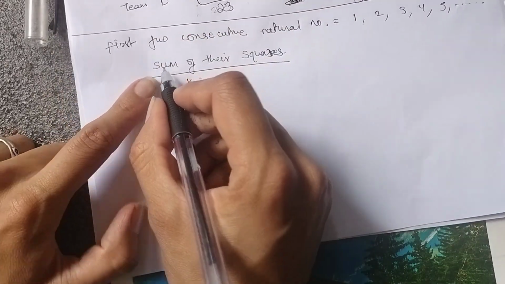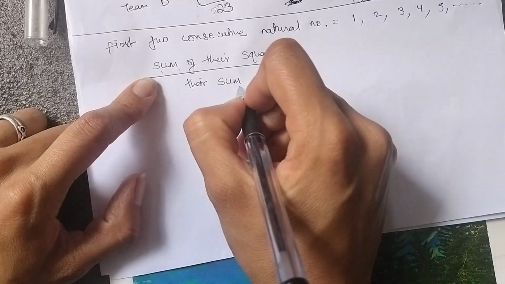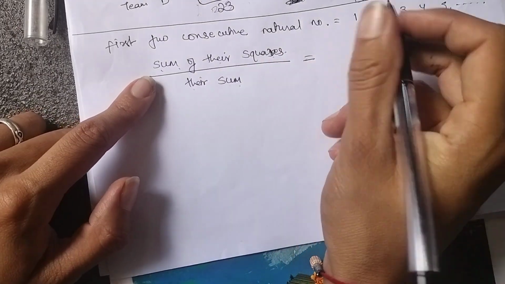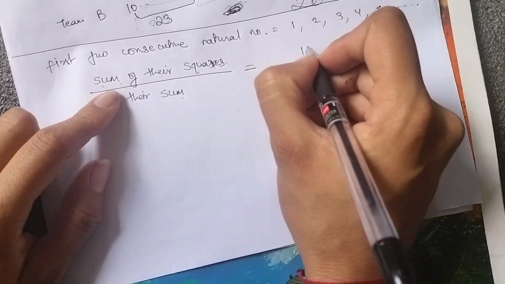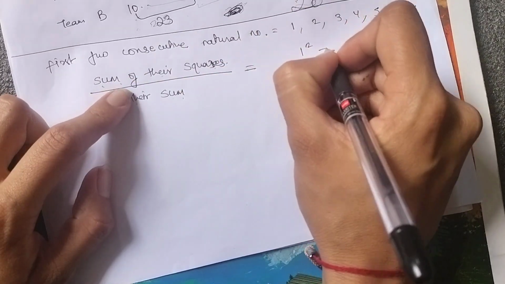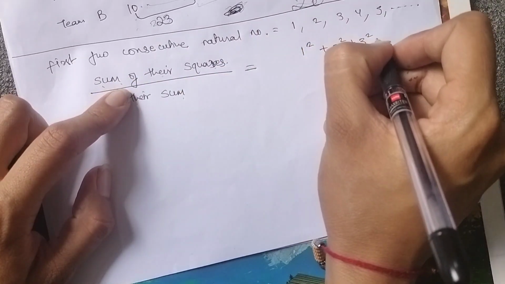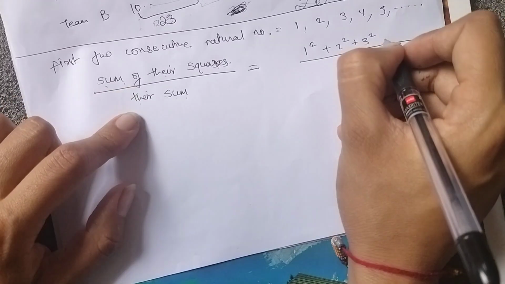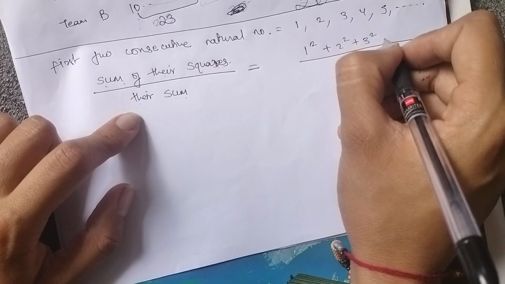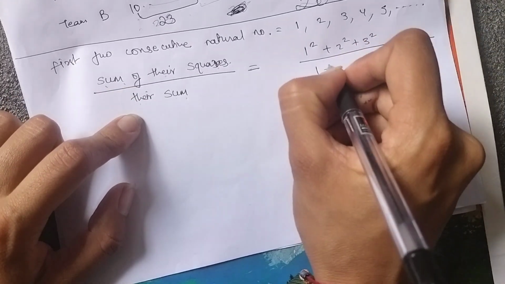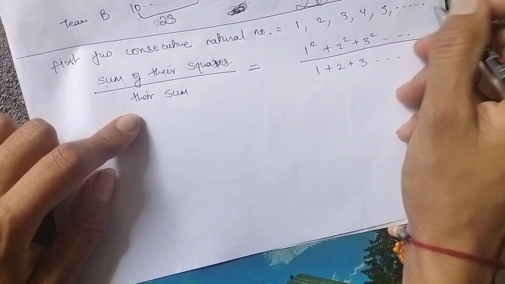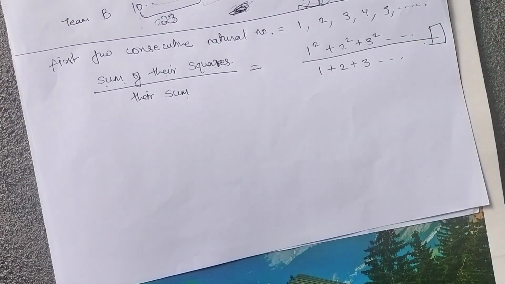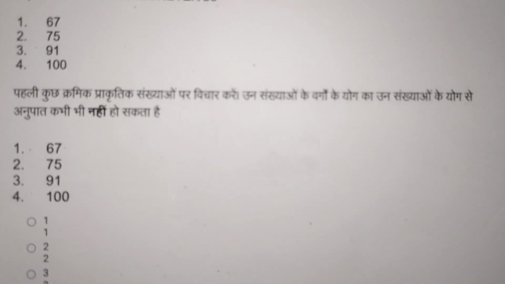So the ratio of the sum of their squares to their sum can never be among the given options has been asked. So let's say in this example, the sum of their squares, 1 square plus 2 square plus 3 square, then 1 plus 2 plus 3, it can never be among the given options has been asked.